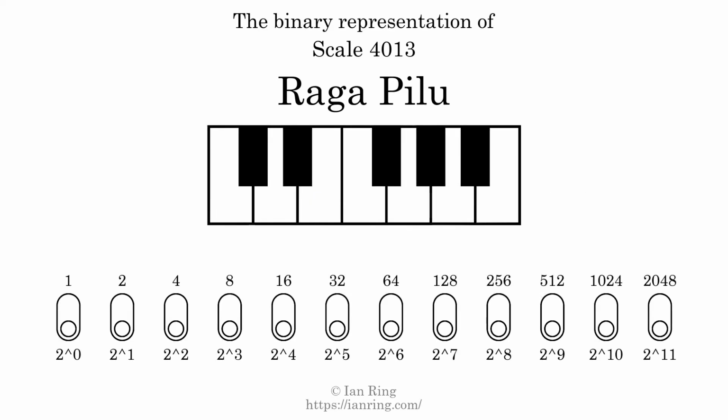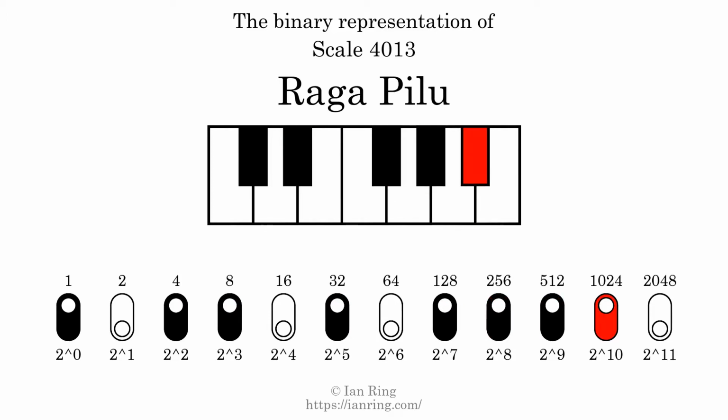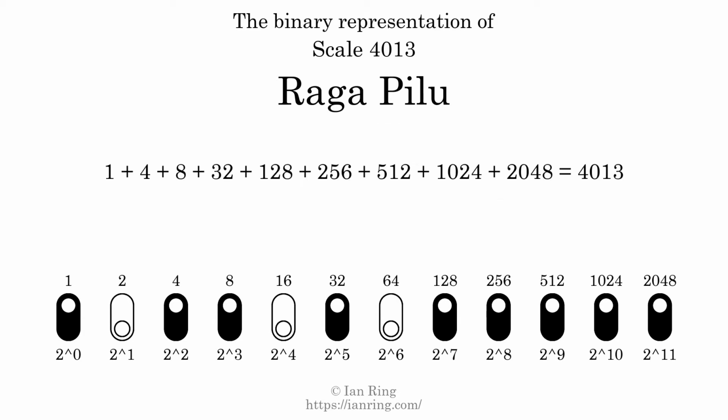The binary representation of this scale is determined by mapping tones of the scale to binary digits. Each binary digit represents a power of 2. To get the scale number, we add the powers of 2 together. The powers of 2 that are present in the scale, all added together, equals 4013. That is why the scale number, in decimal, is 4013.